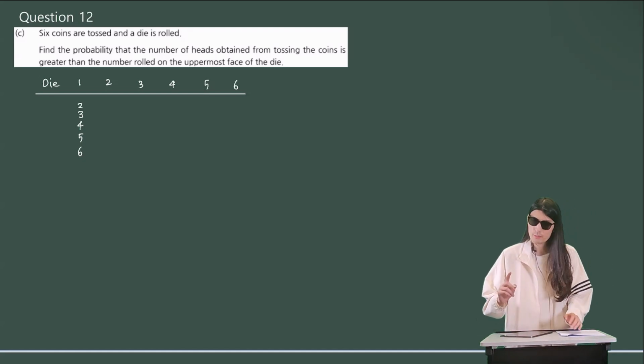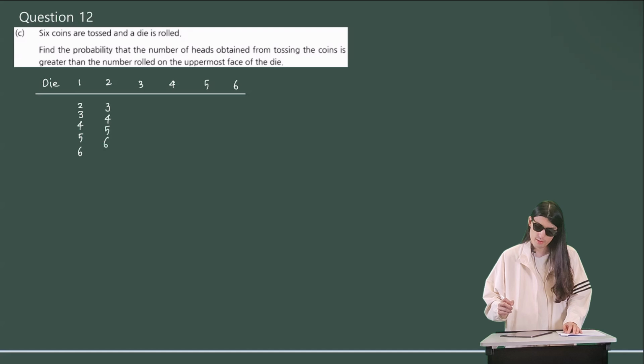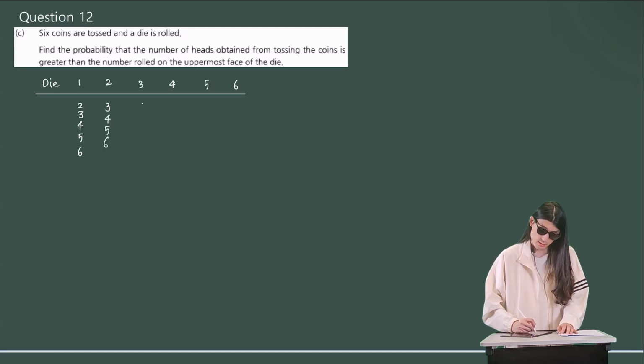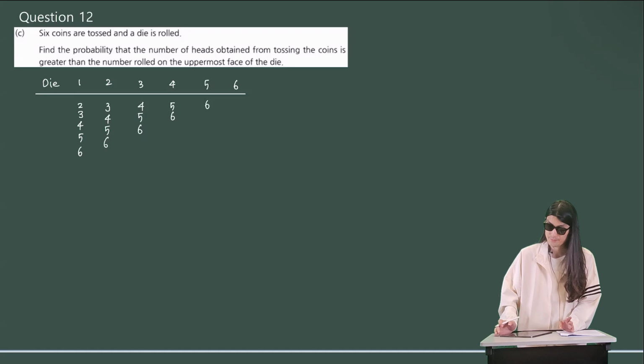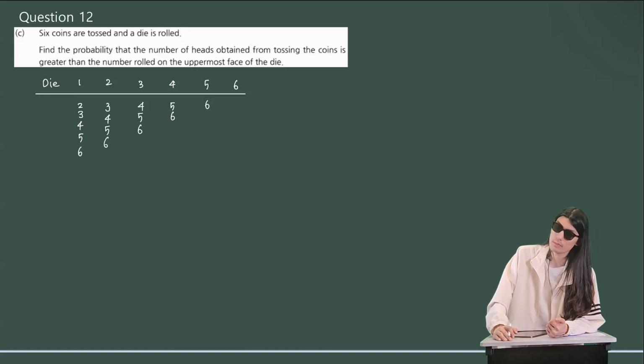So if the number rolled on the die is a 2, then you need a minimum of 3. So therefore, also 4, 5, or 6 heads out of the 6 coins. And you get the idea. Like this. And of course, guys, if you roll a 6 on your die, then the number of heads that you obtain from the coins can't be bigger than that. It can't be greater than that.